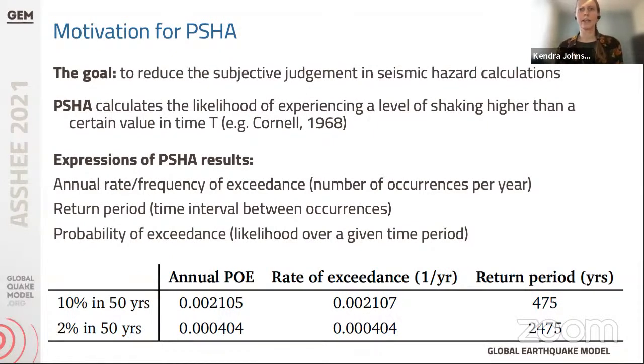And these values listed at the bottom of the screen are simply highlighting a few of the different probabilities of exceedance and their different expressions that are commonly seen in applications of PSHA. So I've listed 10% in 50 years and 2% in 50 years. And these are some numbers that come up a lot for building codes, for specific design projects. And so we'll see these a little bit more as we go on through the presentation.